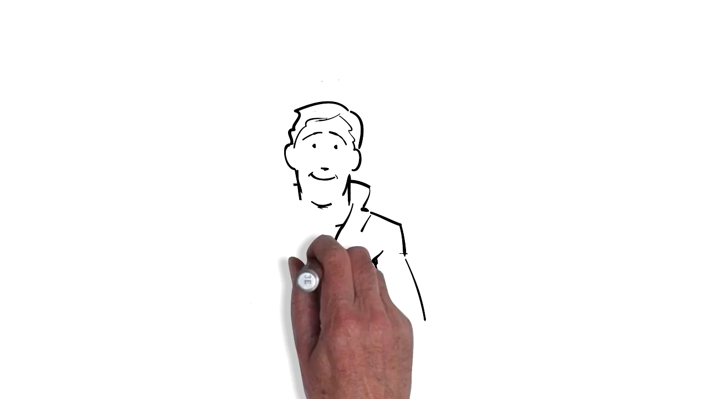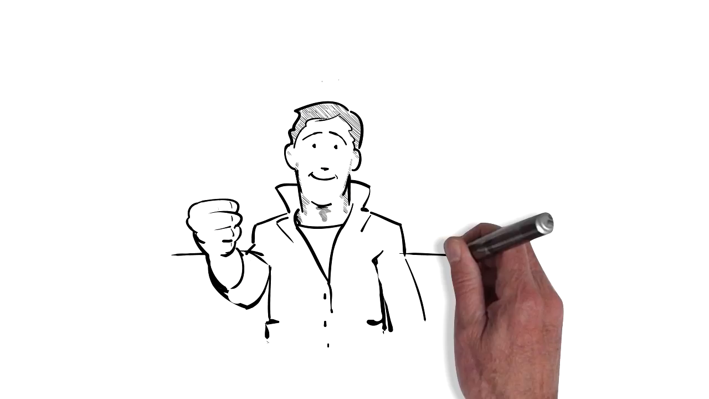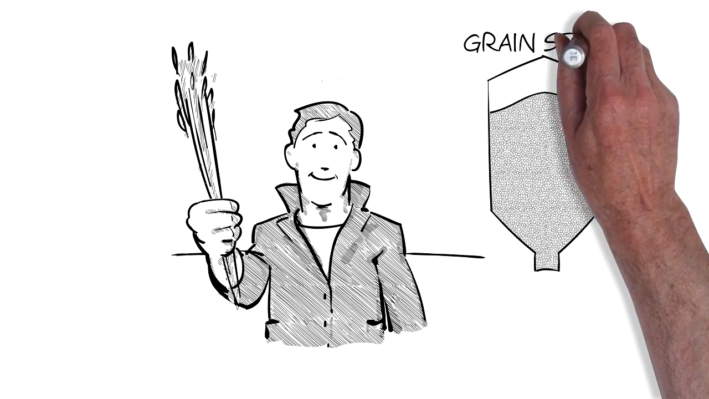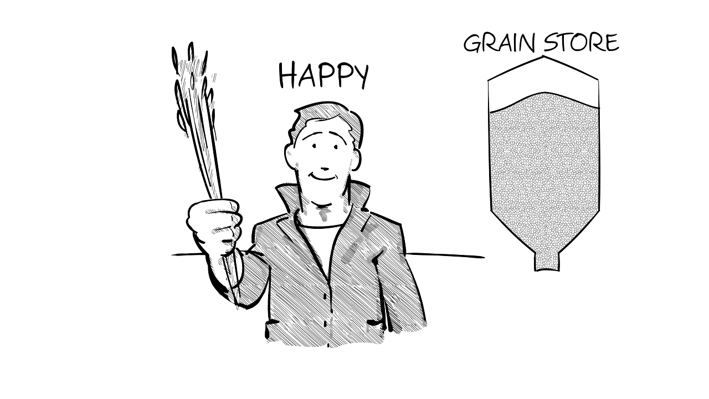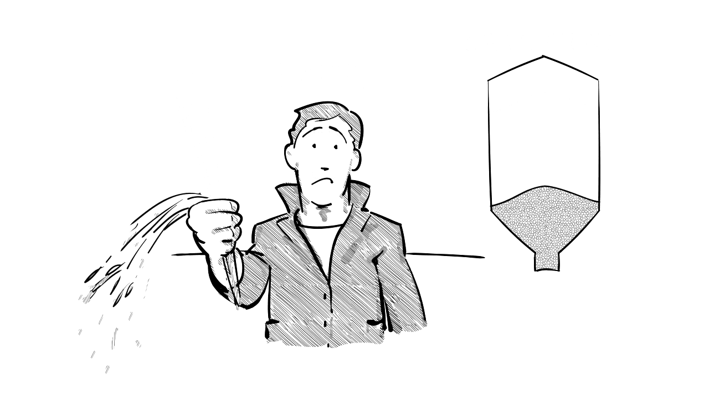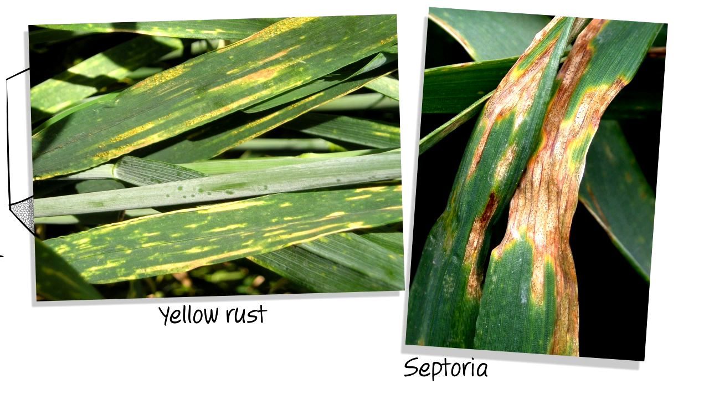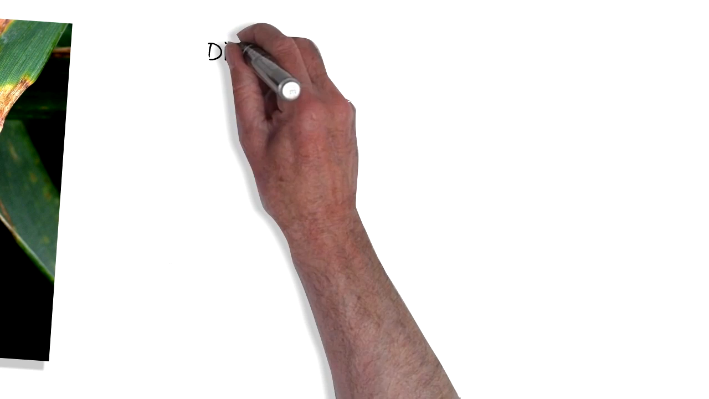Every farmer takes great pride in producing the best quality crop from his land. Happiness equals a high yield at harvest time. But unfortunately, all crops are threatened by diseases that can reduce yield and grain quality, such as yellow rust and septoria. Both these diseases can develop very quickly when conditions are favorable and damage the crop.